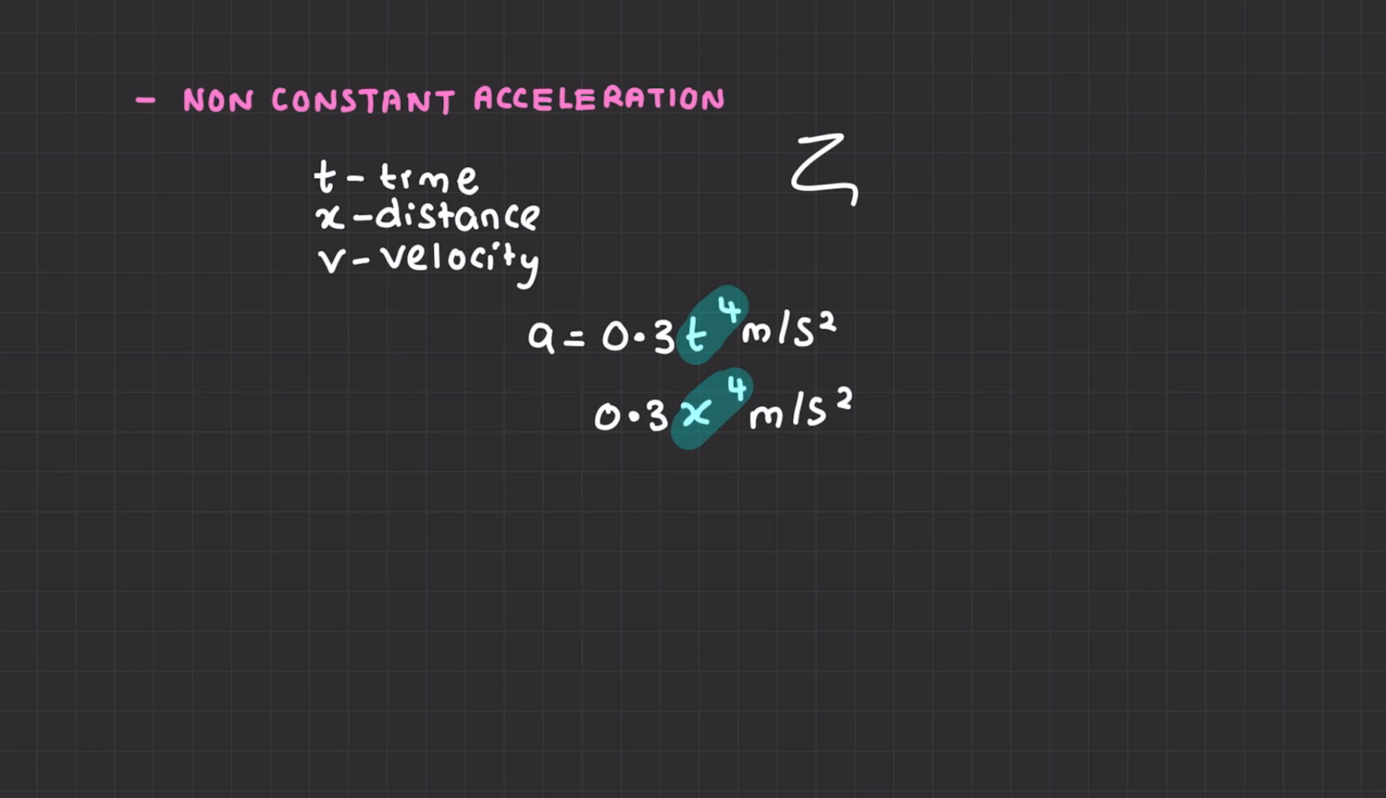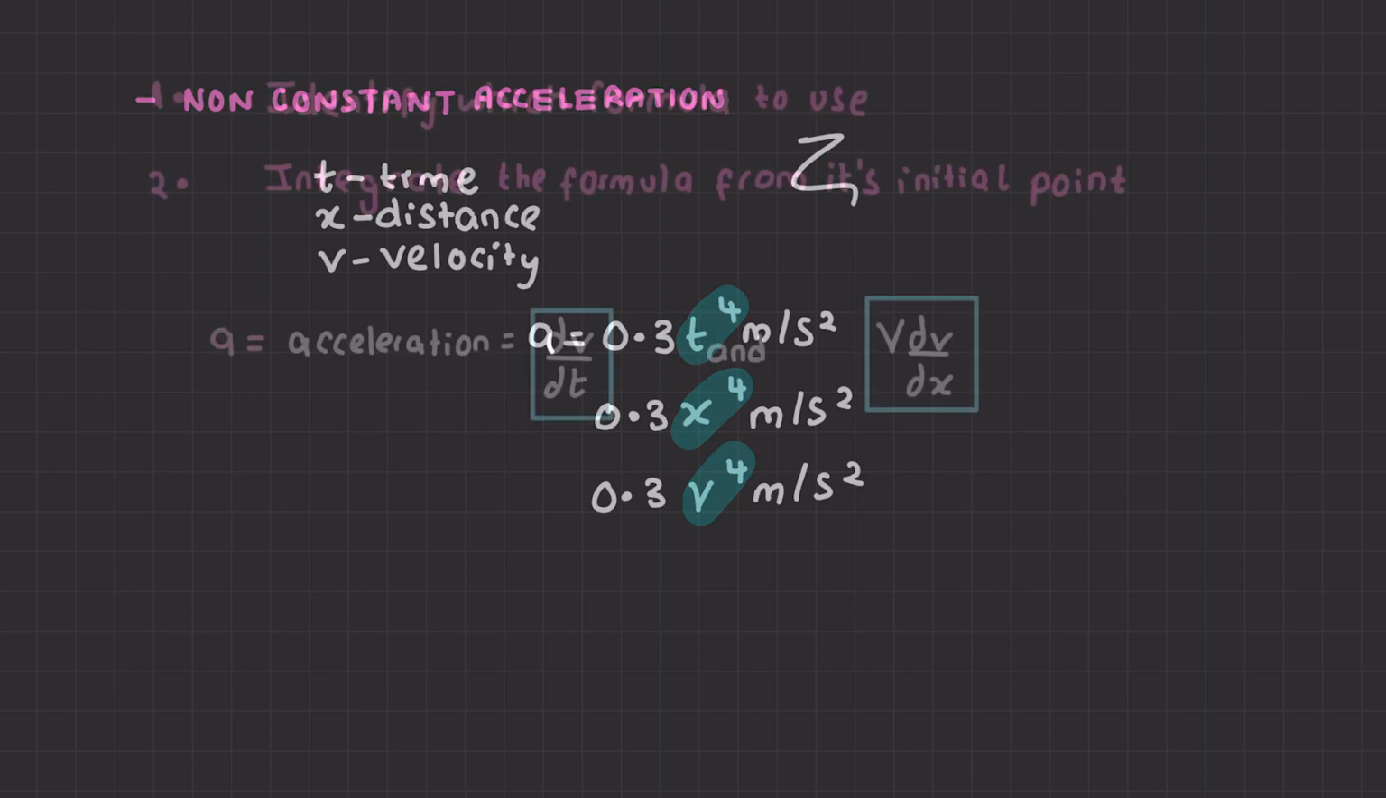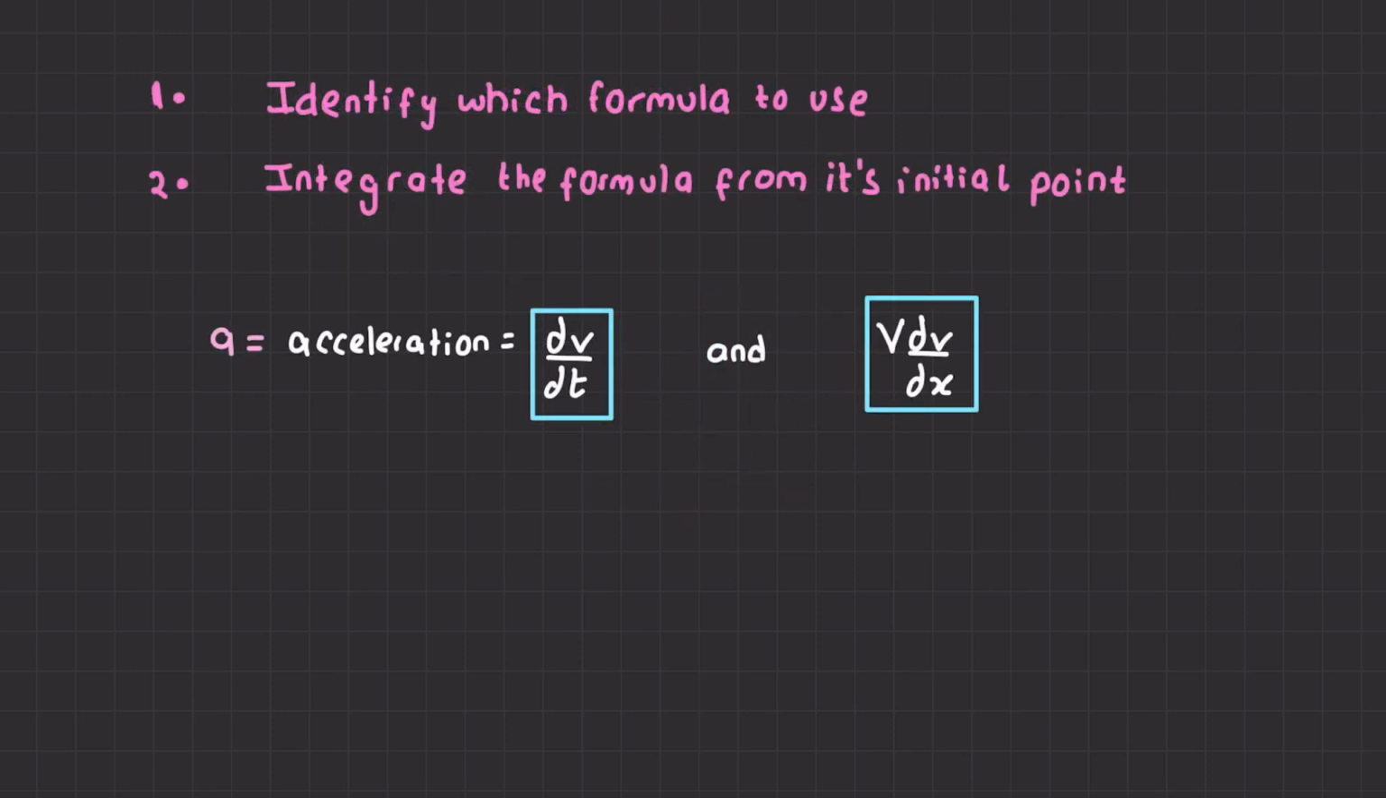This one is dependent on distance, x, as you can see here. And this one is dependent on v, velocity. When we are given this non-constant acceleration, there are two steps needed to solve them. Firstly, we have to identify which formula to use, and secondly, we then have to integrate the formulas from its initial points. For the first step, we have to identify which formula to use, and we have two formulas that we can choose from.